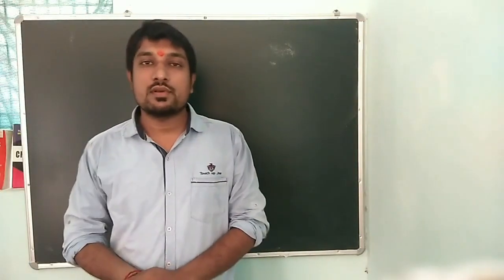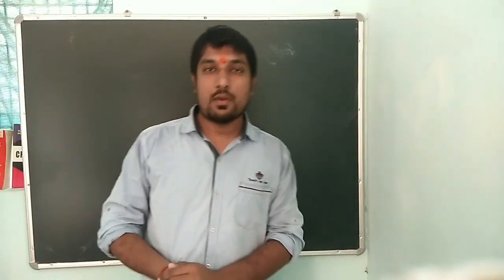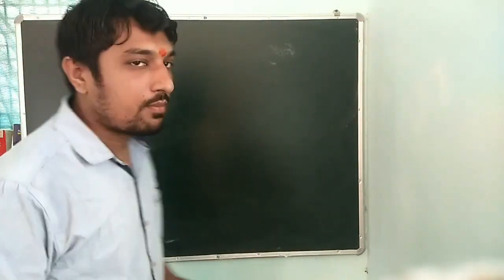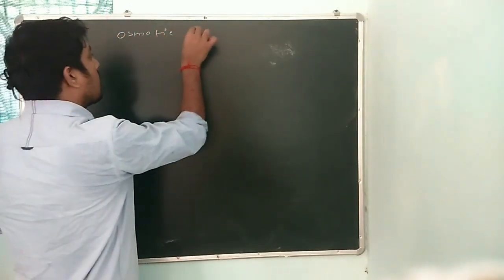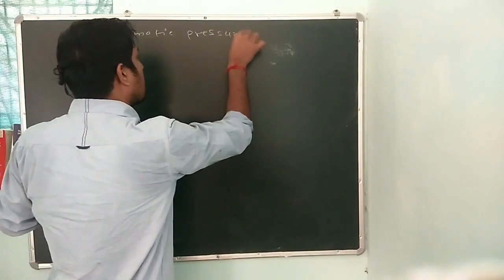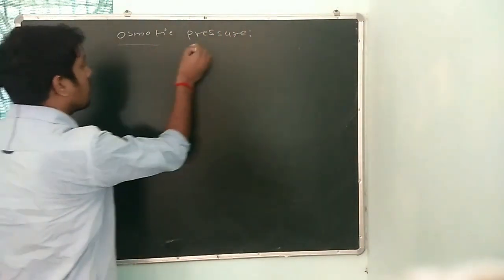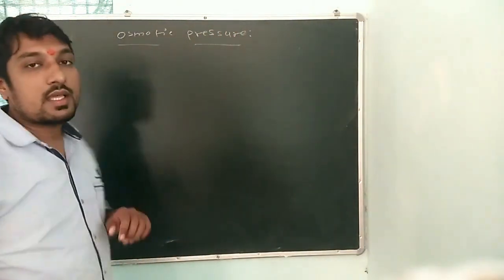Hello students, today we will discuss the last example of colligative properties. And what is the last example? Osmotic pressure. Okay, in osmosis there are a lot of topics.